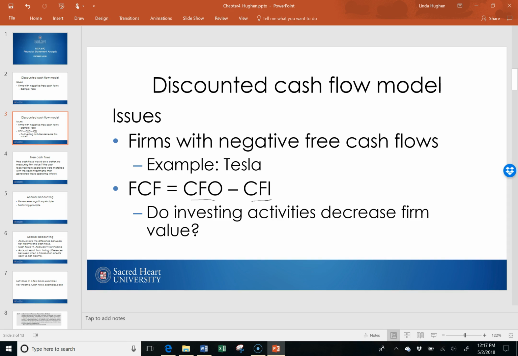This means that cash paid to purchase land, buildings, and equipment results in a decrease in firm value. We know that firms make these long-term investments to increase firm value, not to decrease it. Also, by this logic, we could say that a company could avoid a decrease in firm value if it chose not to invest in plant, property, and equipment, and we know that that would not work in the long run.